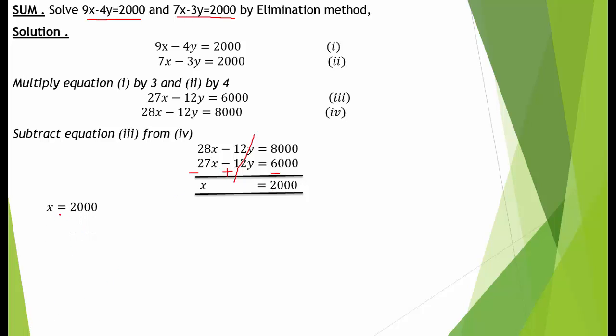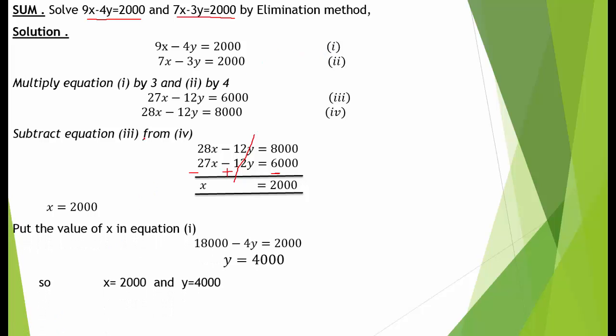Now put this value of x in either of the equations. I am putting this value in equation 1. Put the value of x in equation 1: 9 into x means 9 into 2000, which becomes 18,000 minus 4y equals 2000. On solving, we get minus 4y equals minus 16,000, and y will become 4,000. And this is x is 2000 and y is 4000.